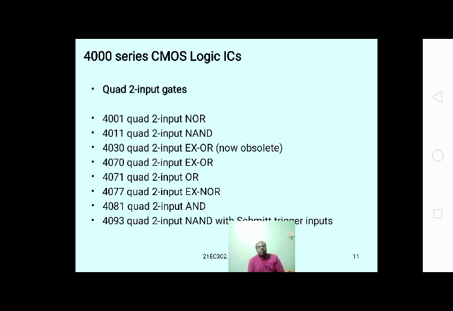Once again, quad 2-input gates: 4001 quad 2-input NOR, 4011 quad 2-input NAND, 4030 quad 2-input XOR, 4070 quad 2-input XOR, 4071 quad 2-input OR, 4077 quad 2-input XNOR, 4081 quad 2-input AND, 4093 quad 2-input NAND with Schmitt trigger inputs. These are the 4000 series CMOS logic ICs.